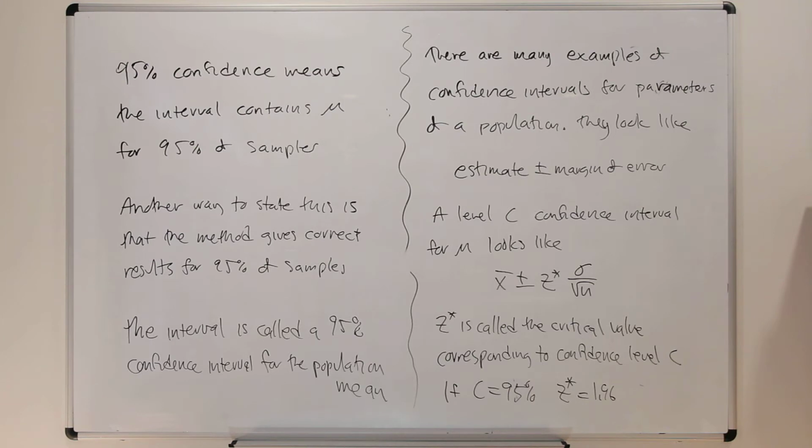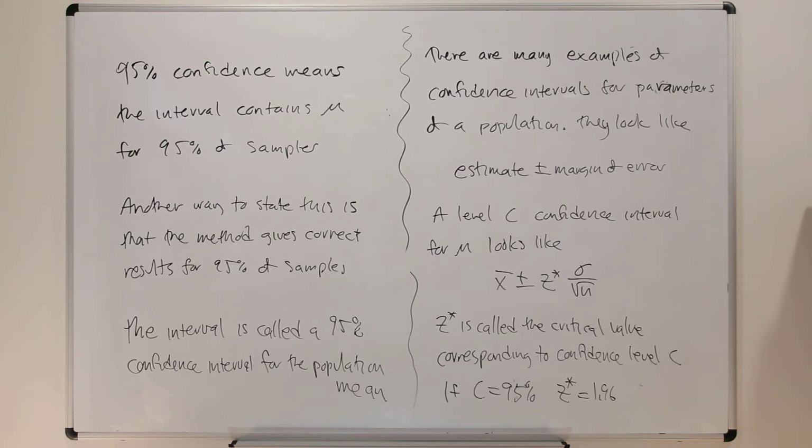Let's restate a few things. 95% confidence means the interval contains mu for 95% of samples. Another way to state this is that the method gives correct results for 95% of samples. The interval is called the 95% confidence interval for the population mean.